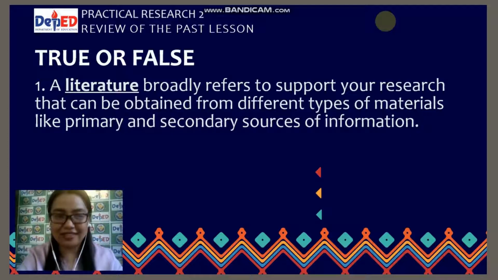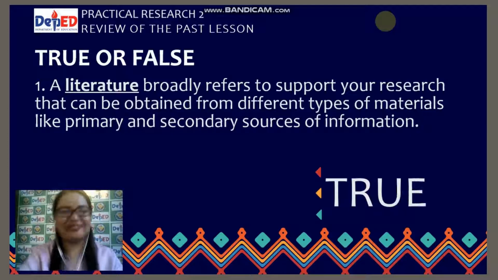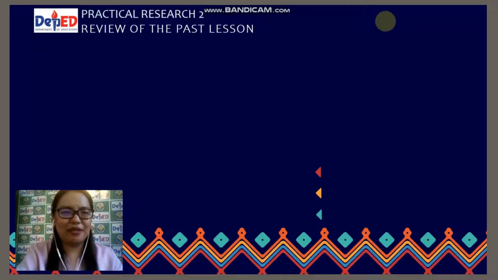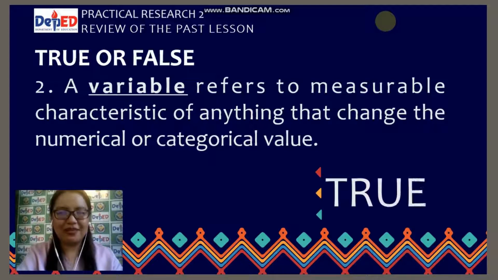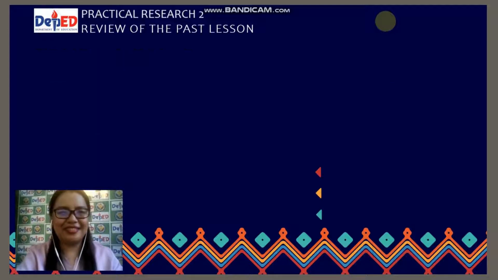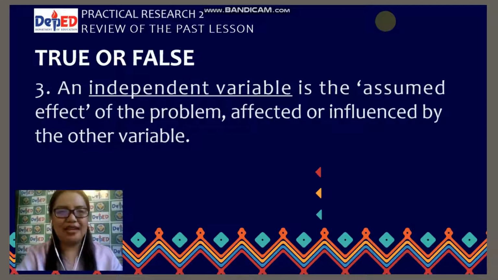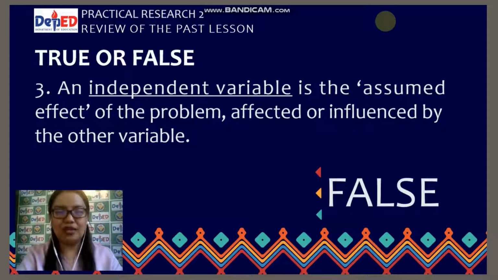The answer is true. Next, number 2. A variable refers to measurable characteristic of anything that change the numerical or categorical value. What do you think? The answer is true. Number 3. An independent variable is the assumed effect of the problem, affected or influenced by the other variable. The answer is false. The underlined word should be dependent variable.